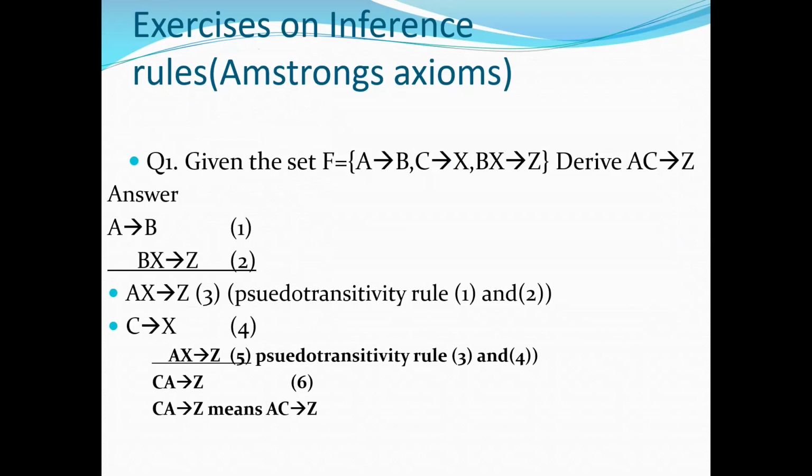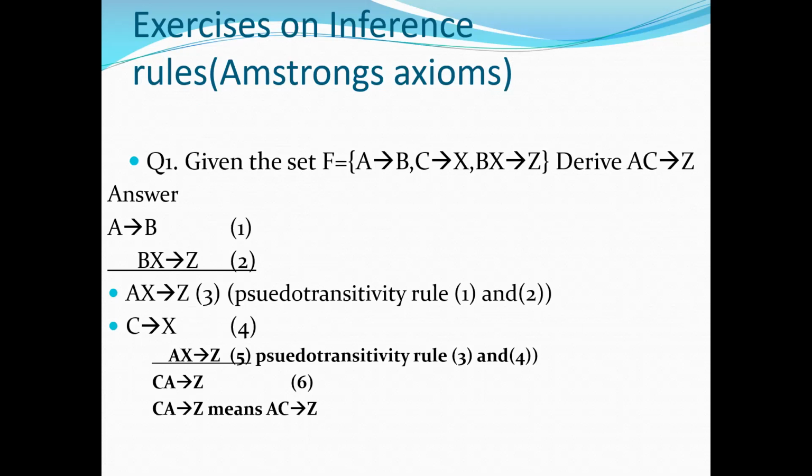Now we have some exercises on Armstrong's axioms. Given the set F is equal to A to B, C to X, BX to Z, derive AC to Z. Using these two functional dependencies, A to B and BX to Z, we can derive AX to Z. How? By applying the pseudo transitivity rule between equation number 1 and 2.